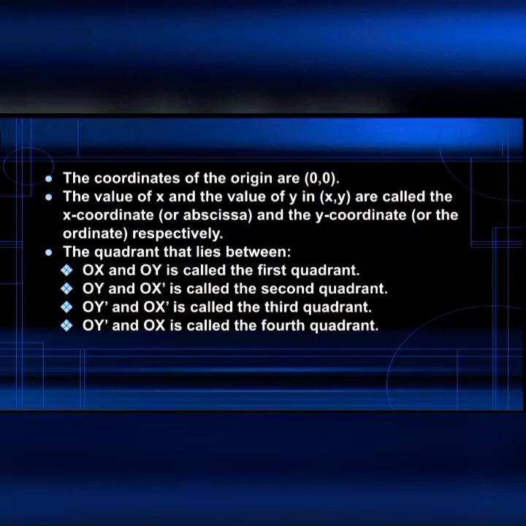The quadrant that lies between OX and OY is called the first quadrant, OY and OX' is called the second quadrant, OY' and OX' is called the third quadrant, OY' and OX is called the fourth quadrant.